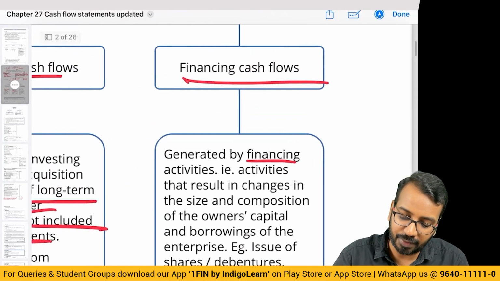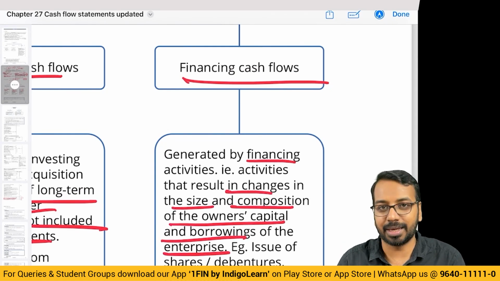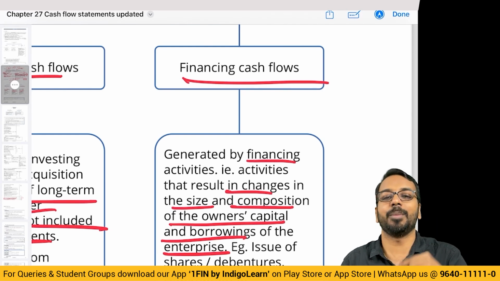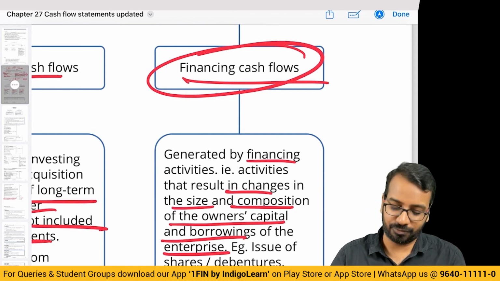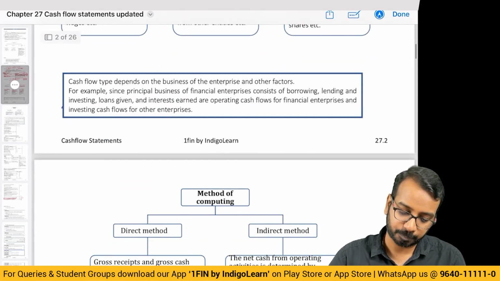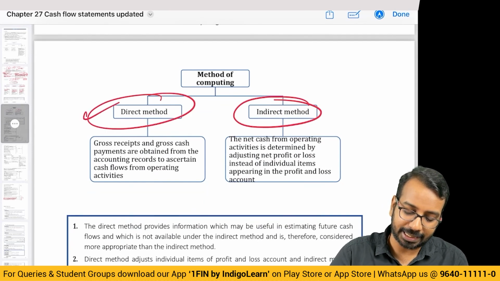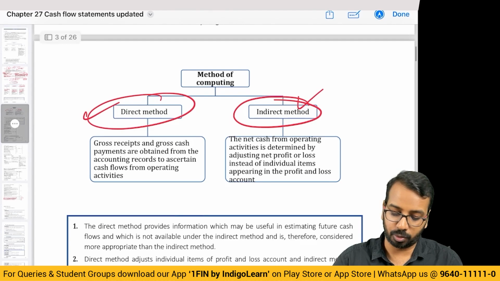Then these are financing activities that result in change in size and composition of the owner's capital and borrowing of the enterprise. So collection of shares proceeds, redemption of shares, repayment of loan, taking of loan, all of that come under financing cash flows. We prepare using two methods, indirect and direct. Direct is simpler. Indirect is where we tend to get complicated, confused.